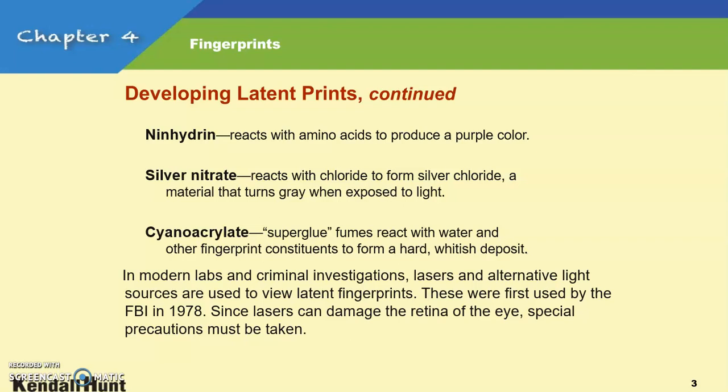a hard, whitish deposit. Now, in modern labs and criminal investigations, lasers and alternative light sources are used to view latent fingerprints. These were first used by the FBI in 1978, and since lasers can damage the retina of the eye, special precautions must be taken as well.